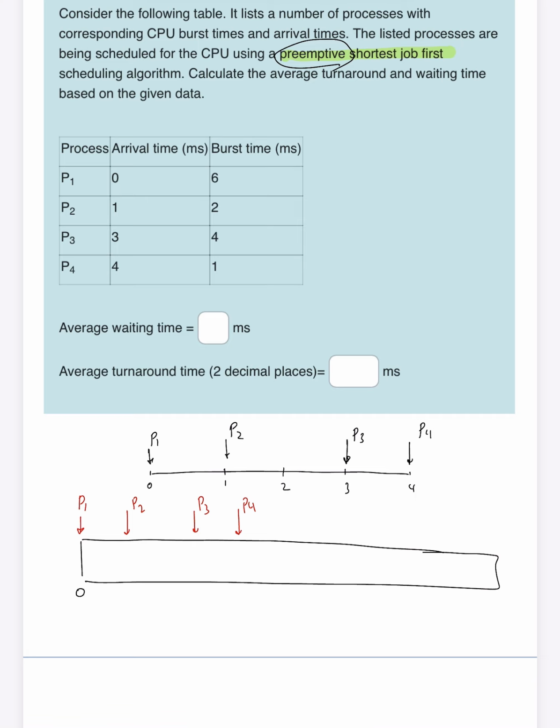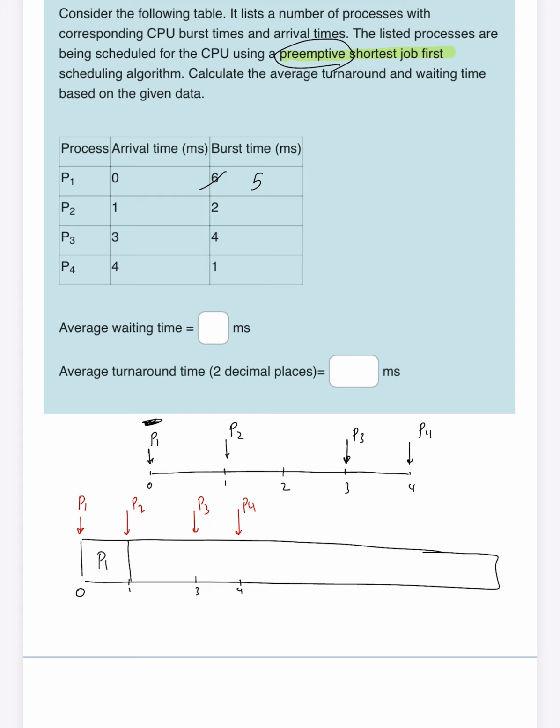We are at millisecond 0 and at this time only P1 arrives. Because only P1 is here, there is no other process, definitely P1 gets CPU time. We get to millisecond 1. Don't forget, 1 millisecond has already been used, so 5 milliseconds remain from the burst time of the first one. Now we've got two processes, P1 and P2.